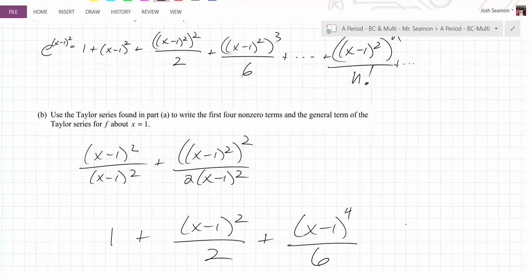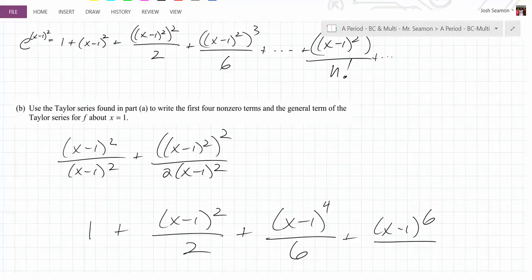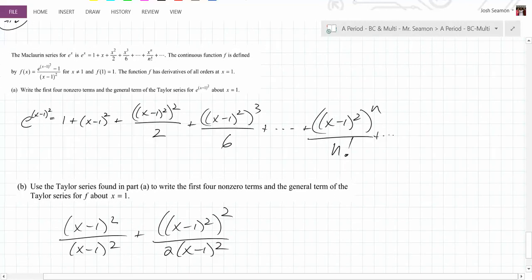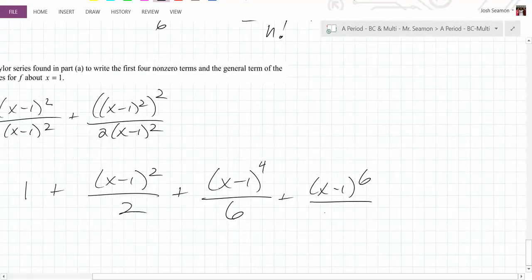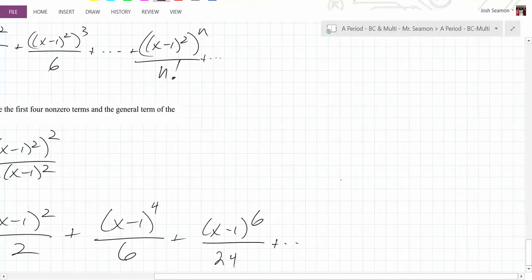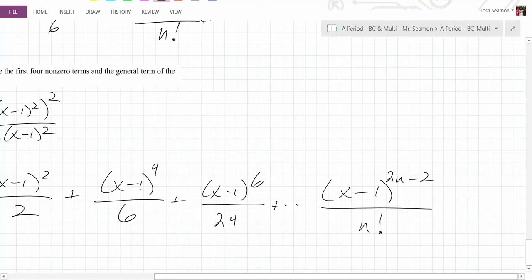You're dividing. Careful! Does it ask for the general term and the first 4? So you've got to keep going, right? It's going to be to the 8, so x minus 1 to the 6 over what? 8 over 2 factorial, 3 factorial. What's 4 factorial? 24. So then what's the next one going to be? It's going to be x minus 1 to the 2n minus 2 all over what? It's just n factorial. It doesn't change anything down there.